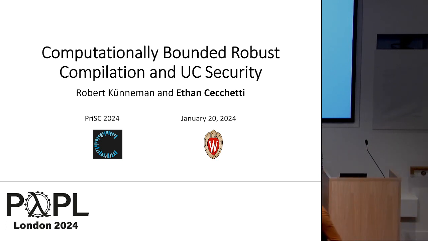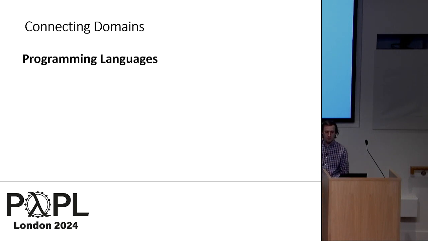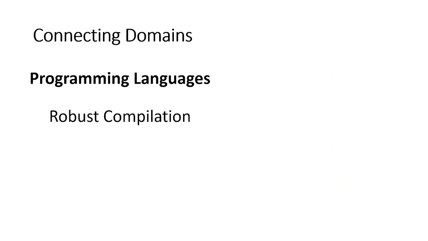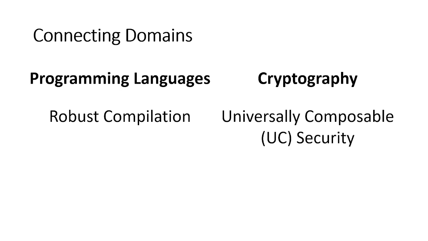Great. Thank you, Dominique. So yes, as he said, this talk is really about connecting two domains. And given where we are right now, it should be pretty unsurprising that one of those domains is programming languages. And given that Marco is one of the chairs of this workshop, it should also be pretty unsurprising that specifically I'm going to be talking about robust compilation on the programming languages side. And the second domain, as Dominique mentioned, is cryptography. In particular, I'm going to talk about universally composable security, or UC security. And so we want to connect robust compilation and UC security.